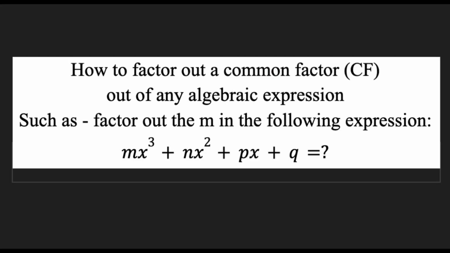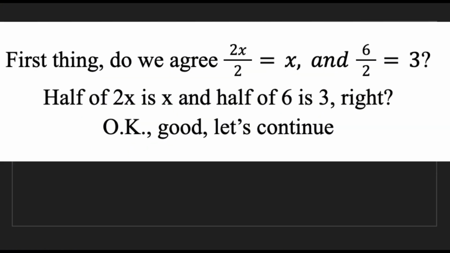Today, let's look at how to factor out a common factor. The goal is that after today's little lesson, you should be able to factor out a common factor out of any polynomials. Okay, first things first, let's make sure we agree on the basic expressions. 2x over 2 is x, just 2x cut in half. 6 over 2 is 3. So we agree on that, then we can continue.